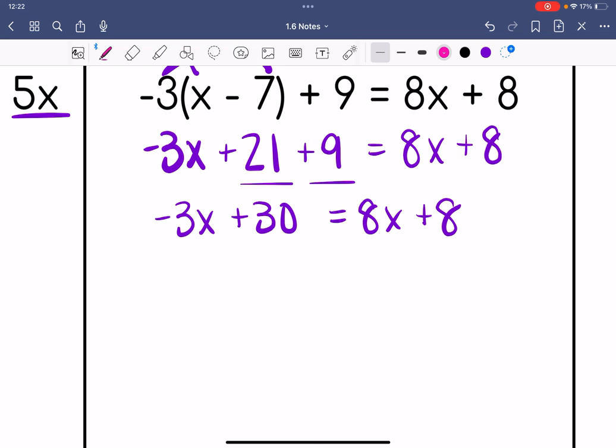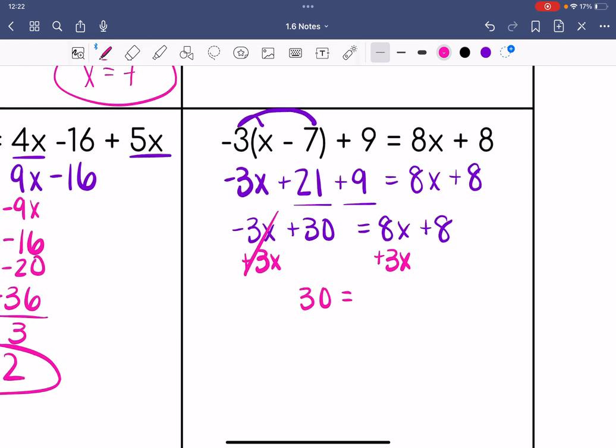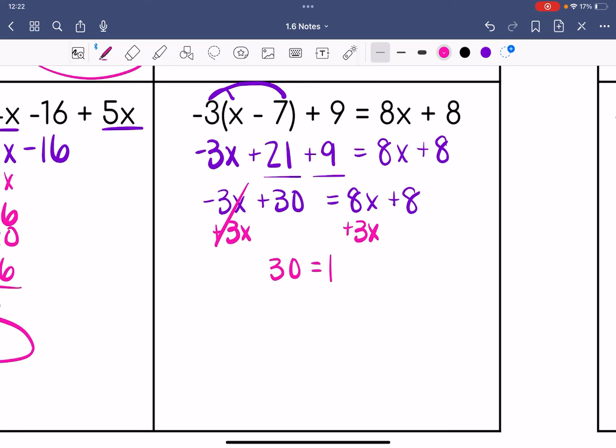At this point, I have a choice. I can choose whether I add 3x to both sides and do 8x plus 3x, or I can choose whether I subtract 8x and do negative 3x minus 8x. I like to keep things positive, so I'm going to add 3x to both sides. If you were to do it the other way, you would end up with the same answer, just with different steps to get there. So I'm adding 3x to both sides. I've got 30 on the left equals 8x plus 3x is 11x plus 8. And then from here, it's a normal two-step equation.